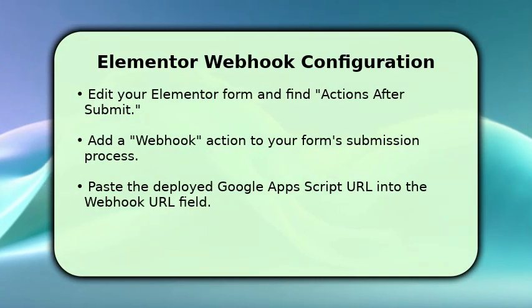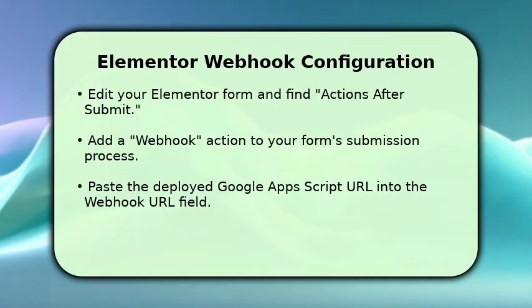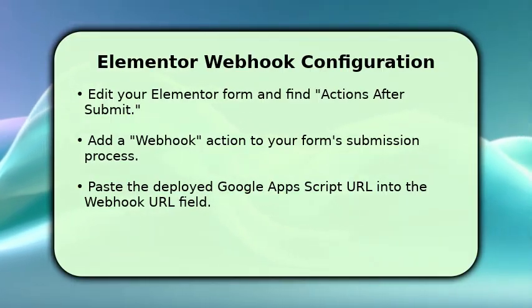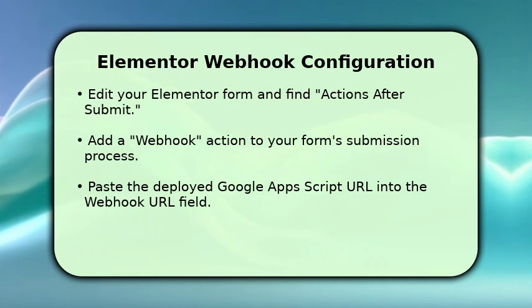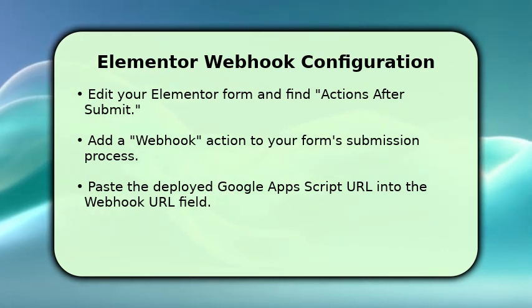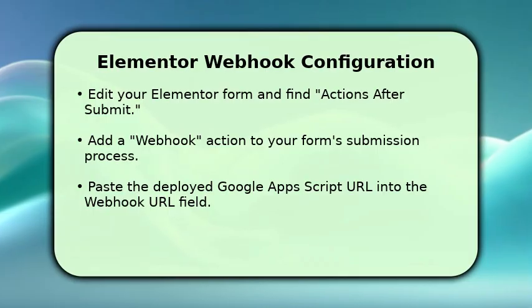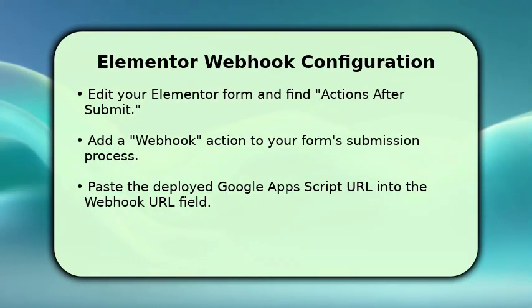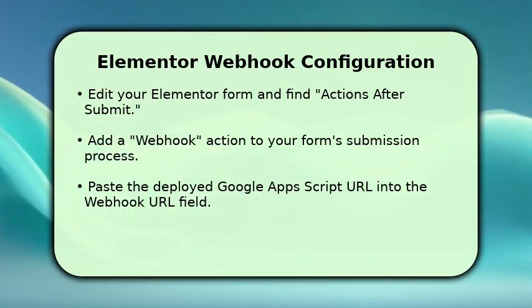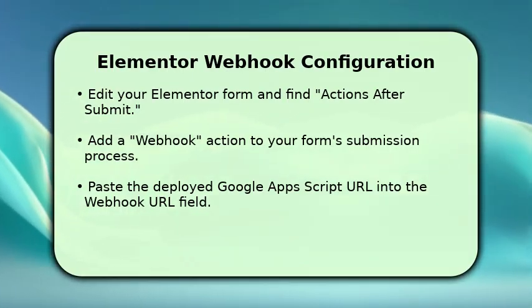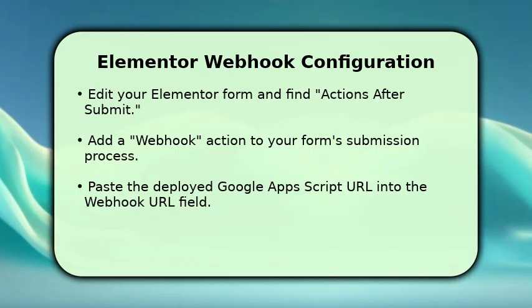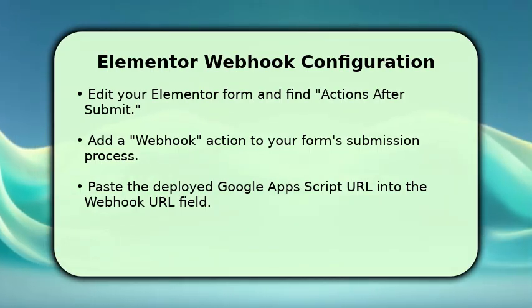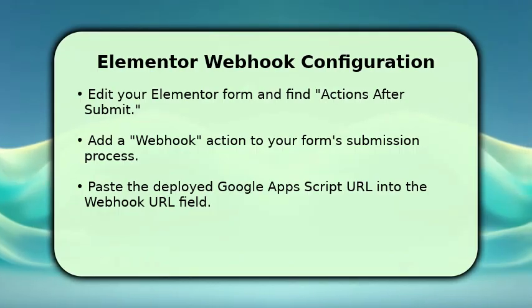Now, let's configure your Elementor form. Open the form you wish to connect in the Elementor editor. Under the Actions after Submit section, add a webhook action. This is where the magic happens. You'll then paste the unique URL generated from your deployed Google Apps script into the webhook URL field. Crucially, ensure you map each of your Elementor form fields to the exact column names you set up in your Google Sheet. This ensures data lands in the right place.